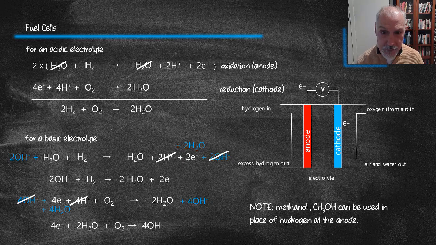Note that methanol can also be used as a fuel in fuel cells, and you should be able to deal with it. All one needs to do is replace the methanol where the hydrogen is located at the anode. You should try it and see if you can balance this one out as well.